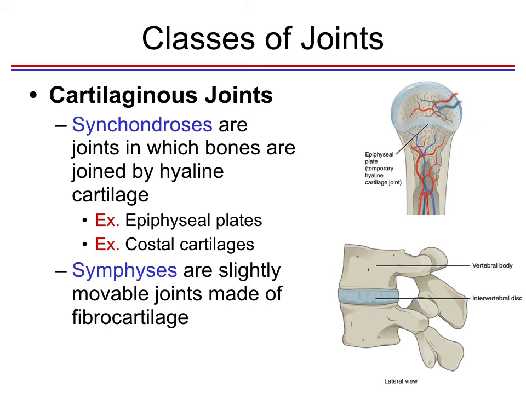The next type of cartilaginous joints are actually kind of stronger. They contain fibrous cartilage or fibrocartilage, and these are the symphysis joints, like the pubic symphysis and the intervertebral disc. They provide a cushioning structure, but a very, very strong structure. Allow for some movement, but not a lot.